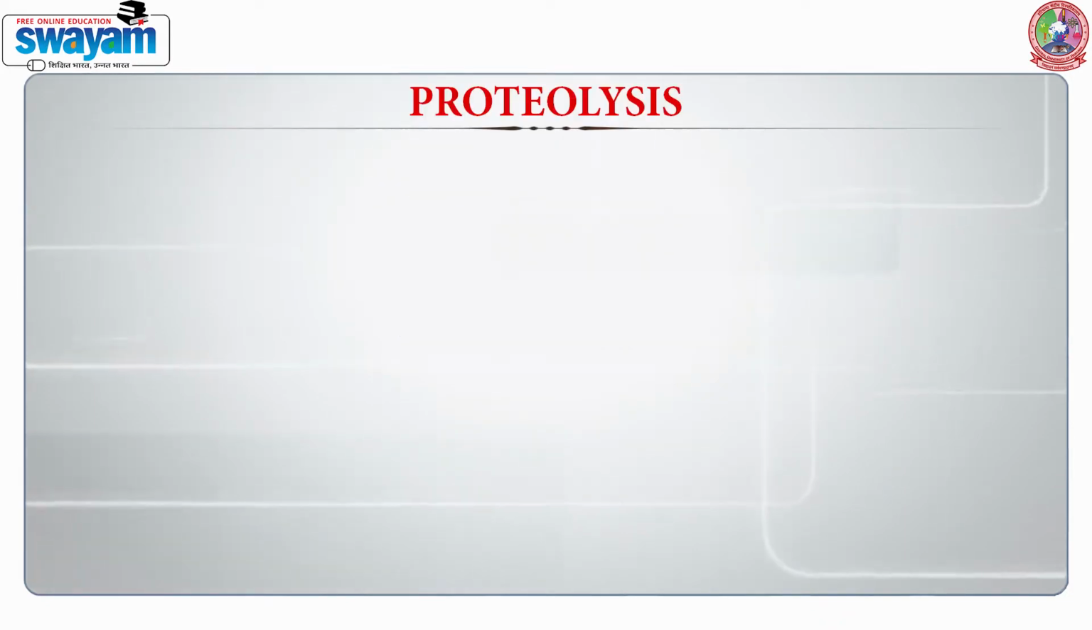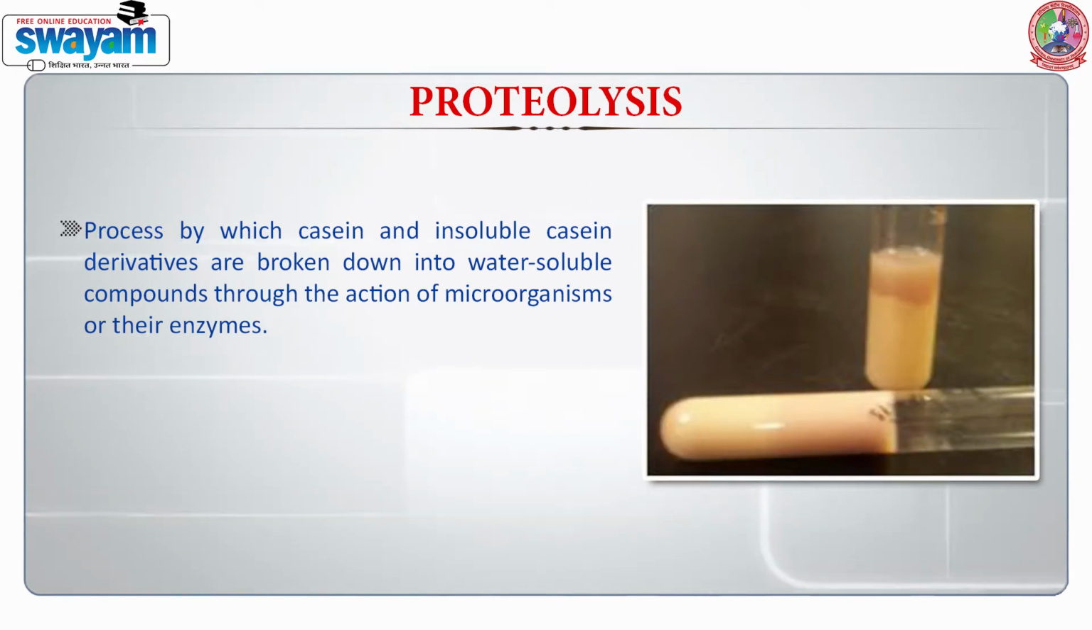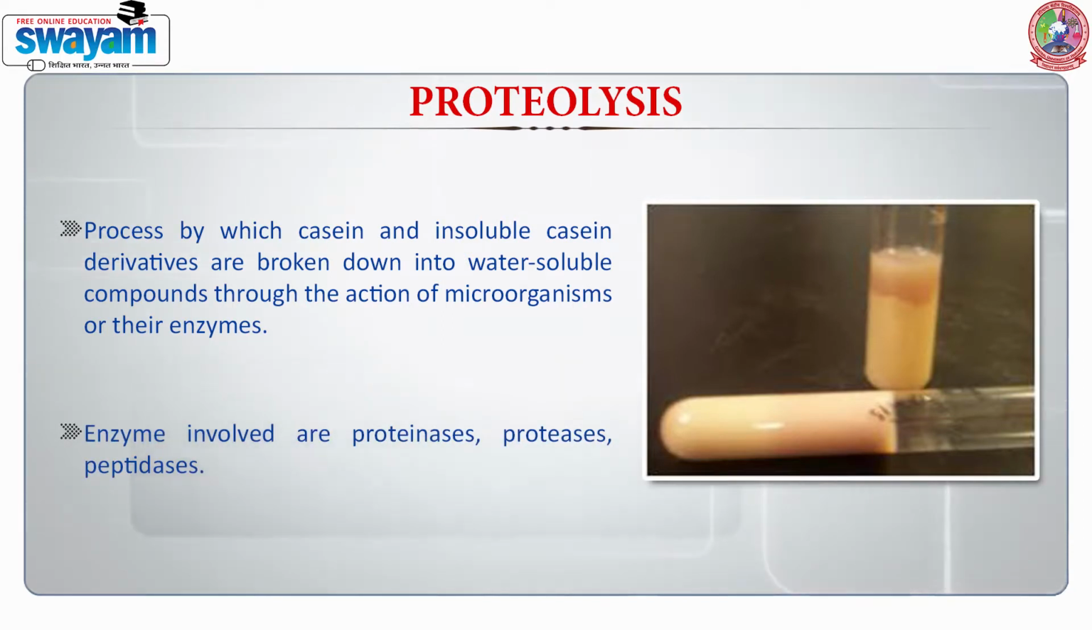The next and the most common defect is proteolysis. Why? Because milk is such a good source of proteins. So proteolysis is the process by which casein and the insoluble casein derivatives are broken down into water soluble compounds through the action of microorganisms or their enzymes. The enzymes which play a role here are proteinases, and they can be further subcategorized into proteases and peptidases.